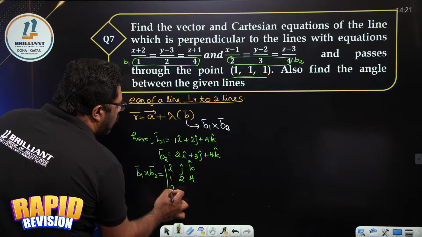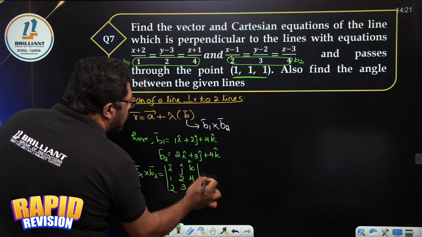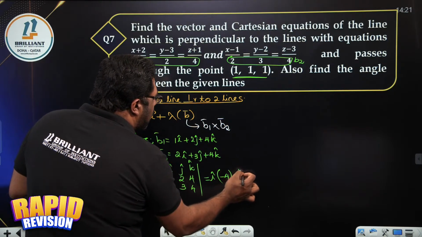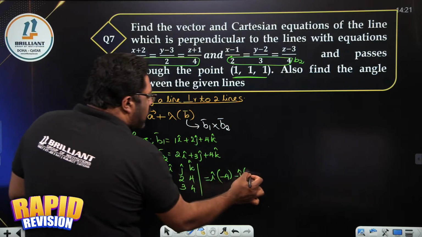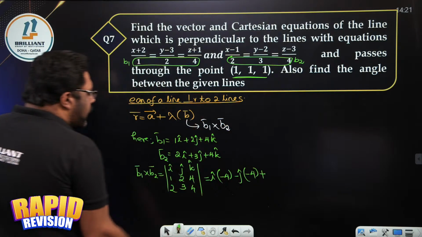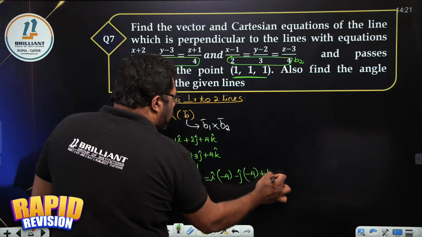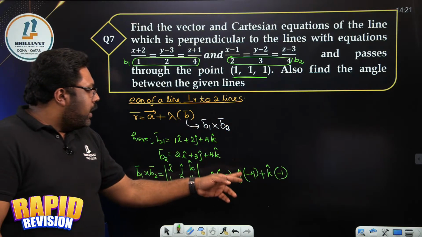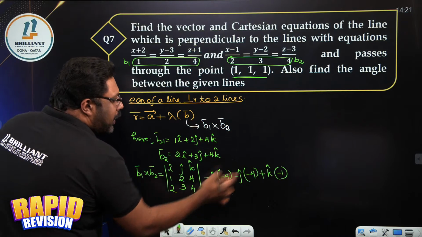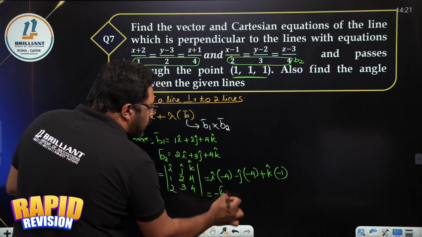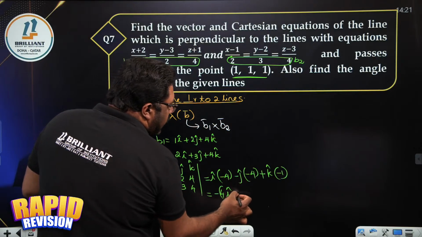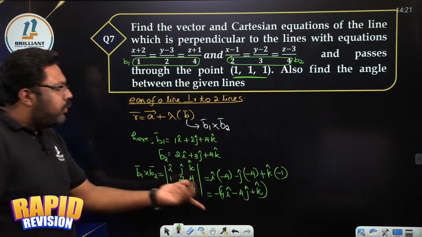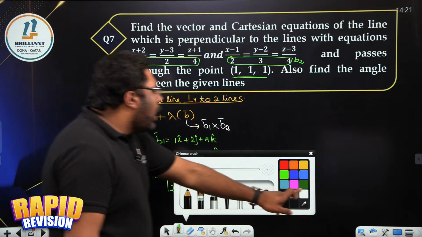1, 2, 4, 2, 3, 4: i into (8 minus 12) minus j into (4 minus 8) plus k into (3 minus 4). That gives minus 4, minus 4, minus 1. So you can take the minus out: minus of (4i minus 4j plus k). If you want, you can write it. If you do not want, don't write it. No problem. So I got my B vector.